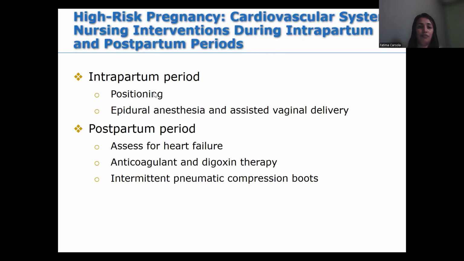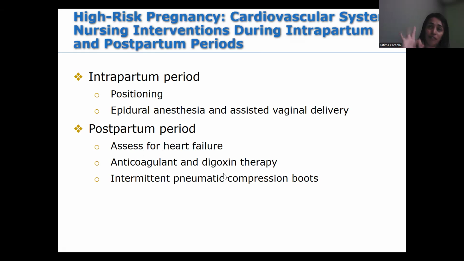For the intrapartum period, it is important that you position the mother in a position where she feels comfortable. And when there is vaginal delivery, the mother should be given epidural anesthesia because our problem here is the inability of the mother to tolerate pain. Okay. For the postpartum period, of course, you have to assess for heart failure because the patient might be having a heart problem for her entire life. You could give anticoagulant and digoxin therapy. Again, these are drugs, and this should be ordered by the doctor.